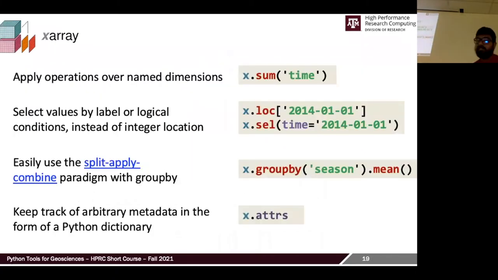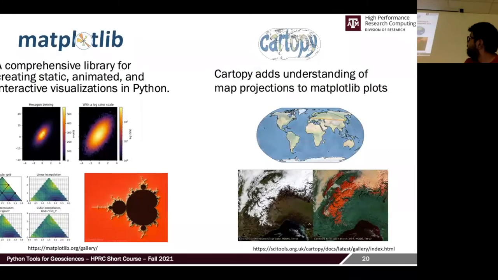So let us look at some quick examples. Let's say X over here is three-dimensional and also time-varying temperature data, temperature for the atmosphere. You can simply say the array.sum over time, instead of going by the label indices. I'll show you some examples to begin, and actually I'm going to skip the slide because the examples are coming.